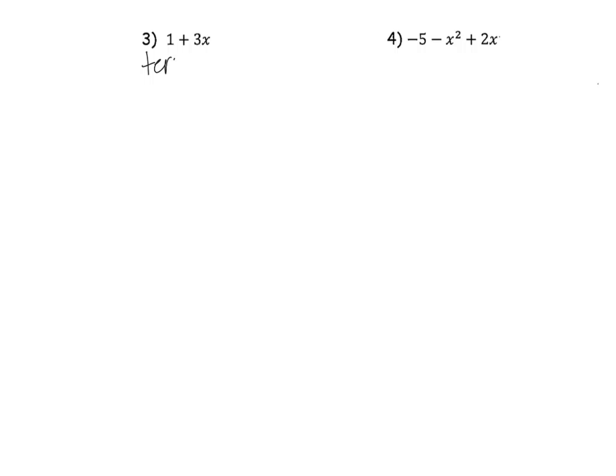Number 3. What did we start with? Number of terms. Do you add it? 2. You don't add them. 3x has a backpack, 1 does not. What is the degree? Second degree? No, I don't see a little 2. First.